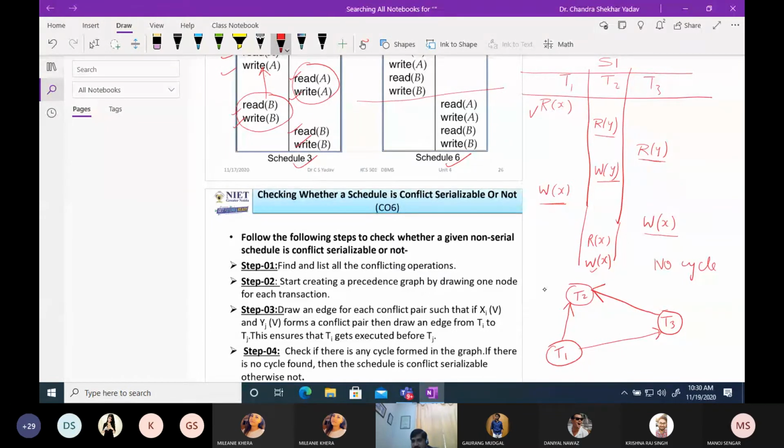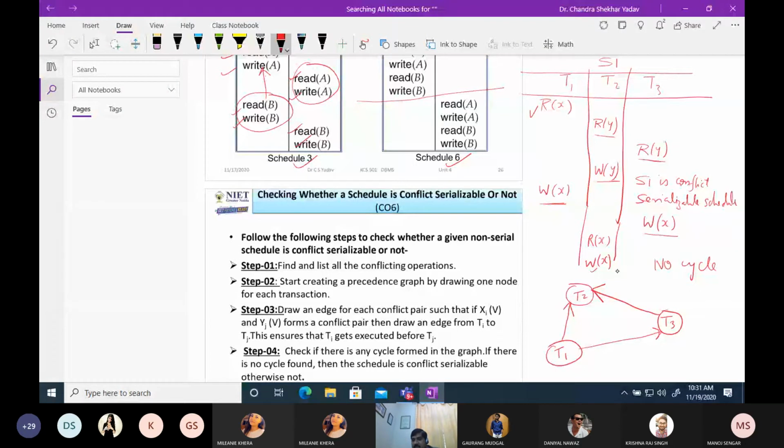Conflict serializability. S1 is conflict serializable. If there is a presence of a cycle, then S1 is not conflict serializable. And if no cycle, then S1 is conflict serializable. Here we can say that this non-serial schedule S1 is a conflict serializable schedule.